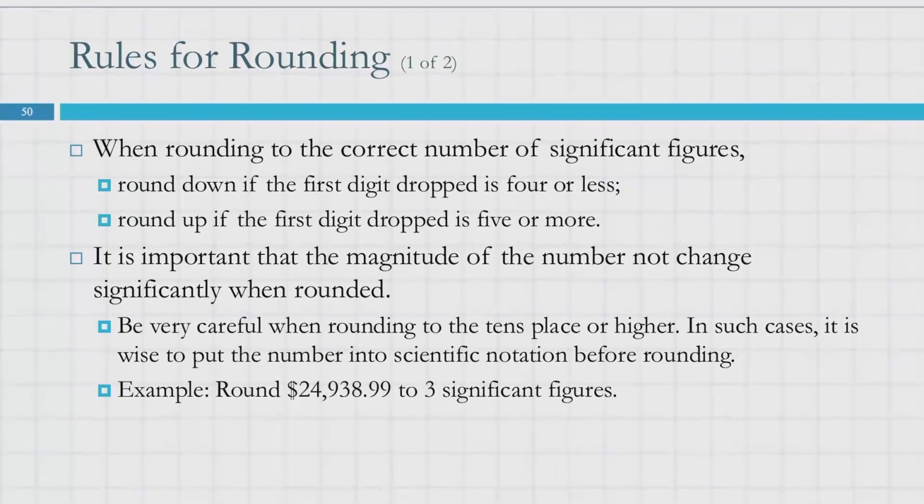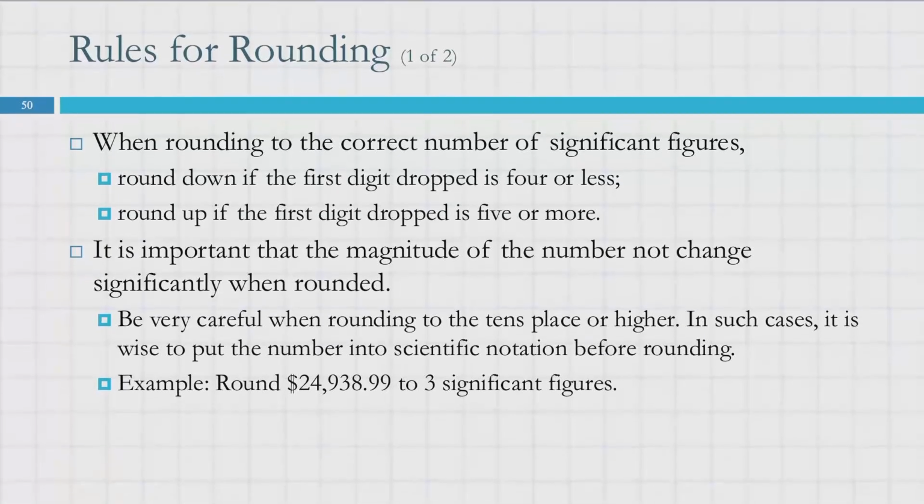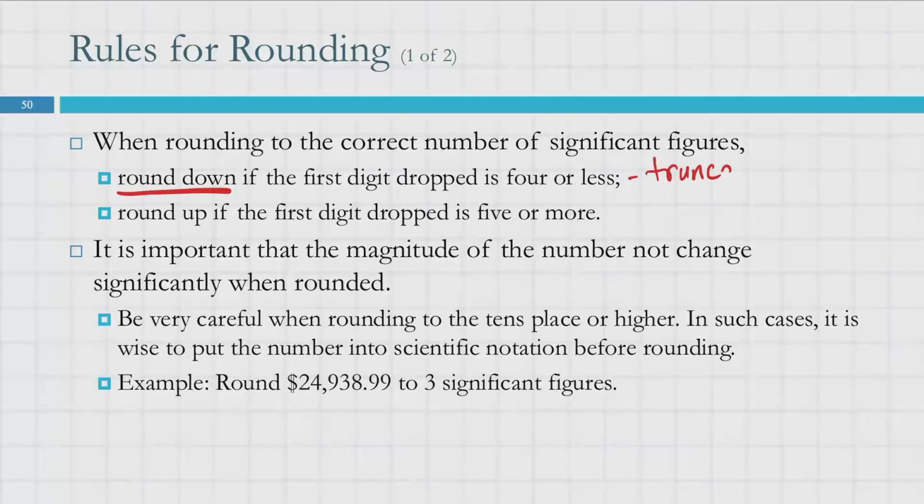Okay, rules for rounding. When rounding to the correct number of significant figures, we're going to round down if the first digit dropped is 4 or less. This is also known as truncating. You just cut it off. So rounding for 2 sig figs, 24.4. The first 4 is our last significant figure. This would round to 24. So we're dropping the 0.4.